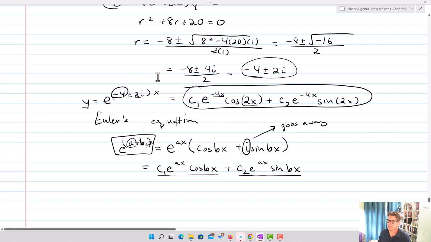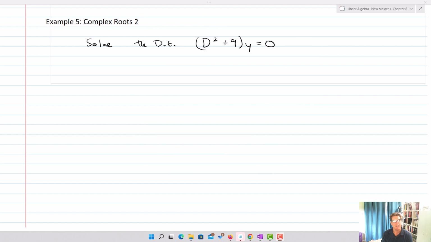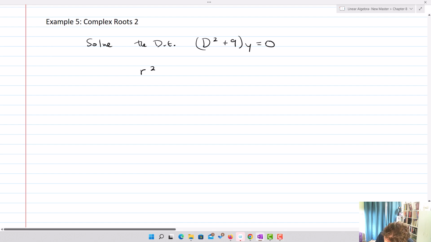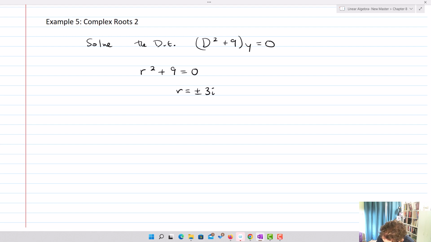Let's take a look at another example. All right, let's look at another example with complex roots. And we want to solve D squared plus 9 y equals 0. So my auxiliary equation is going to become r squared plus 9 equals 0. And so we get r equals plus or minus 3i in this case when we solve. Now, you'll notice that there's no real part, so we could rewrite this as e to the 0 plus 3i.